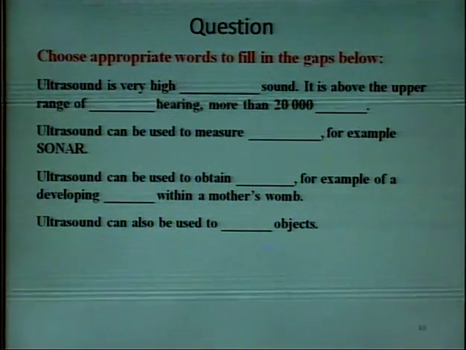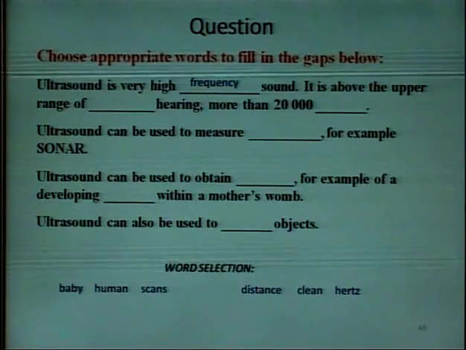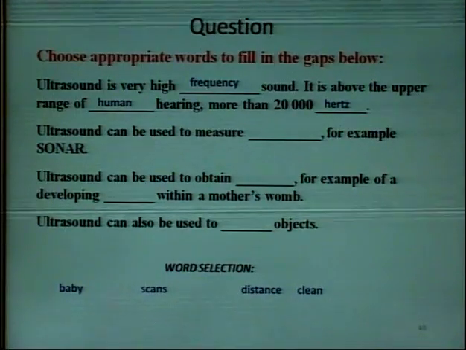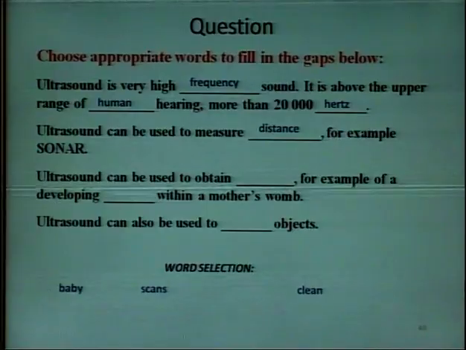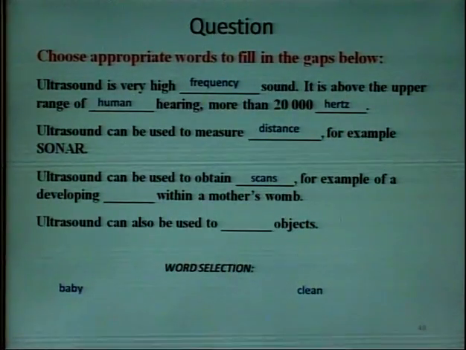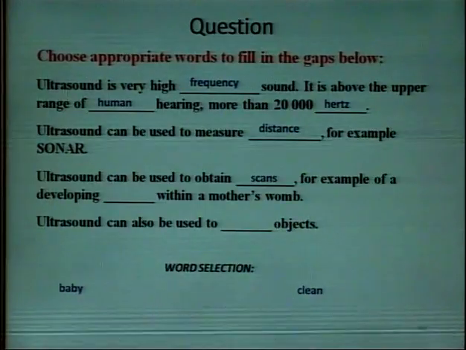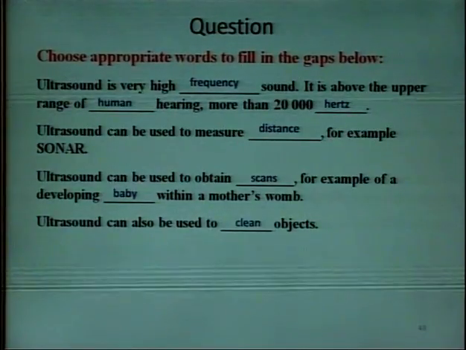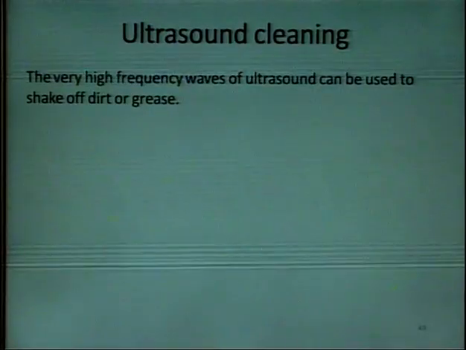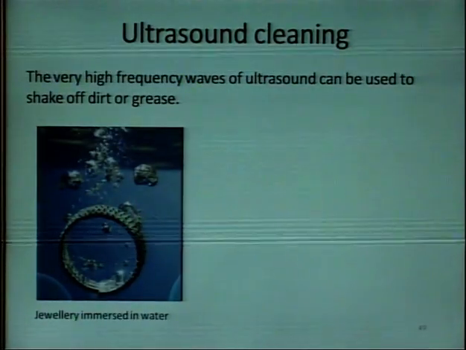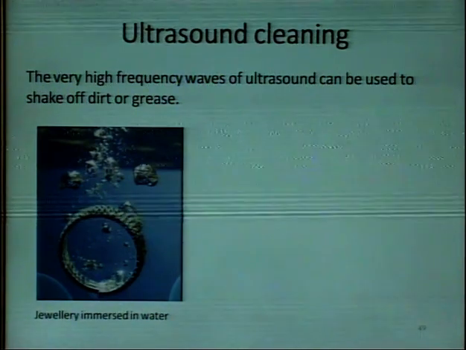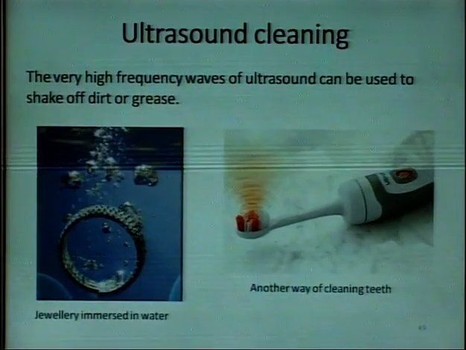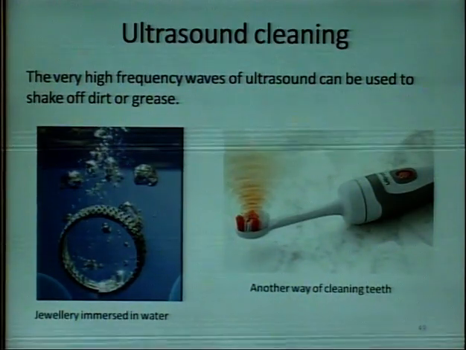Next is a simple question. Ultrasonic waves are high frequency sound waves above the range of human hearing, more than 20,000 hertz. Ultrasound waves can be used to measure distance, for example in sonar. They can be used to obtain scans, for example of a developing baby within the mother's womb. Ultrasound waves can also be used to clean objects. Very high frequency ultrasonic waves can shake off dirt or grease. So, we can use ultrasonic waves for many purposes like cleaning, medical, etc.